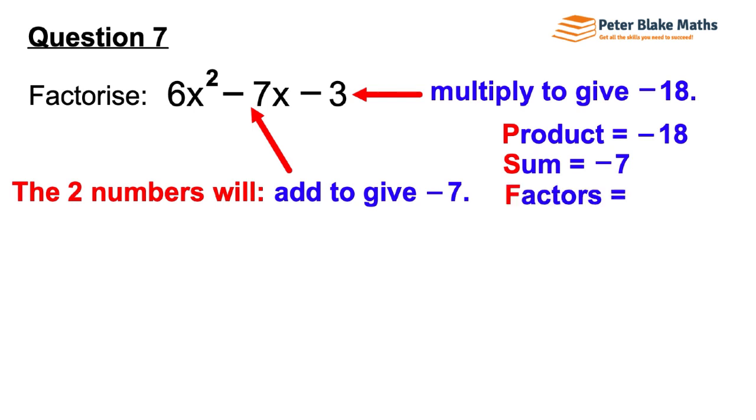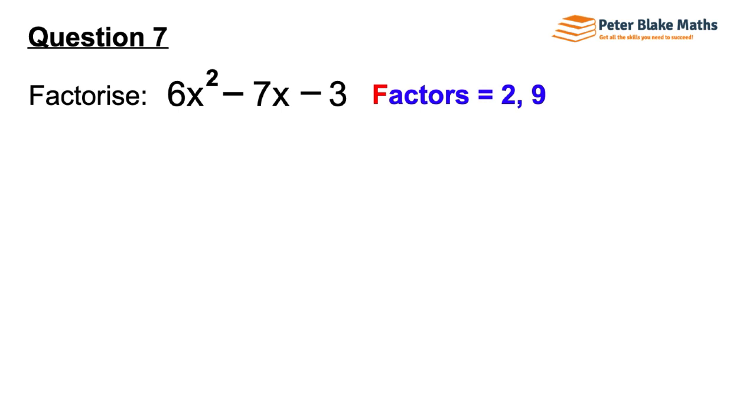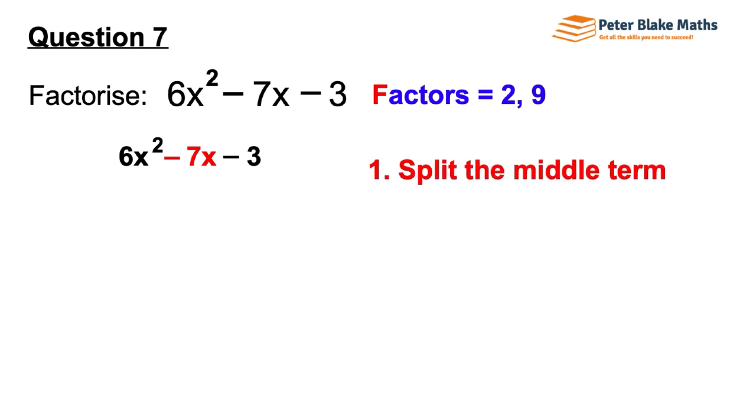Let's have a look at the factors of 18 that have got something to do with 7. We've got 1 and 18, and 2 and 9 look like they'll be able to create 7. So what we'll do is set up a splitting the middle term situation. We're going to split that minus 7x into a 2x and a 9x to create those two numbers, sort of merge them in so we can factorize in pairs. So we'll split that middle term.